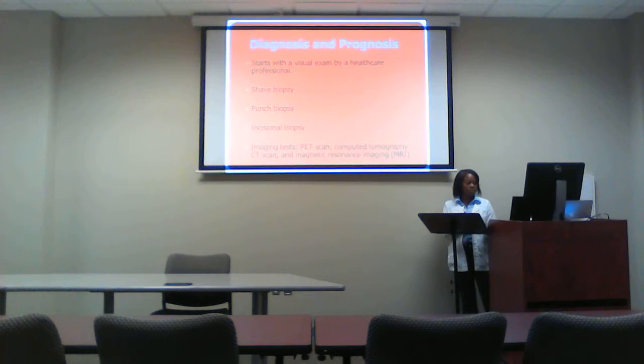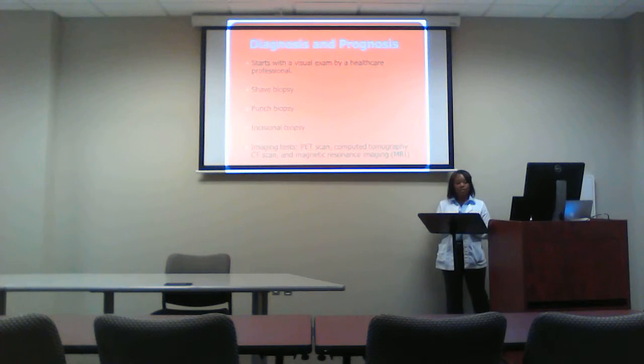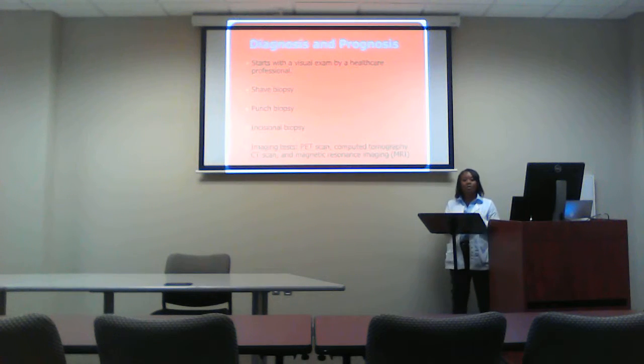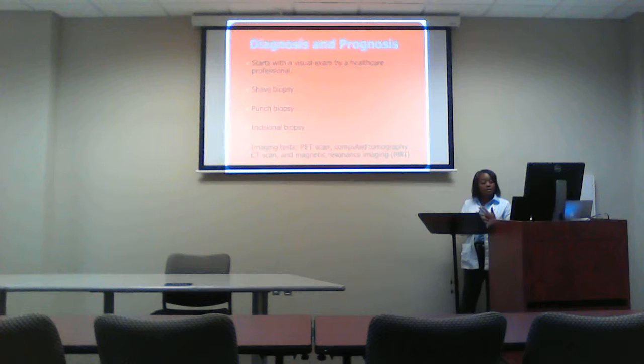Diagnosis and prognosis. First, we want to start with a visual exam by a healthcare professional. You can also inspect your skin at home. If you find something that doesn't look right, seek some type of care with your dermatologist or your healthcare professional. Shave biopsy is also performed, punch biopsy, incisional biopsy, and imaging tests: PET scan, CT scan, MRI.